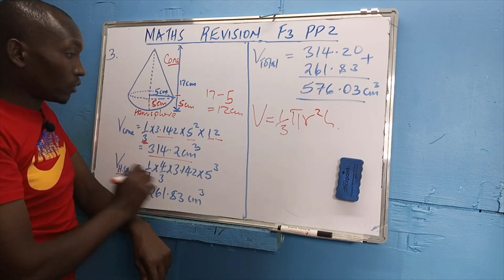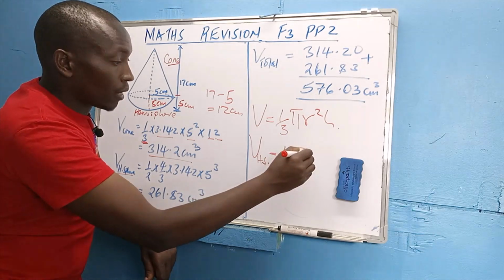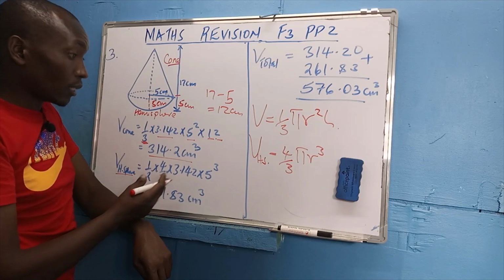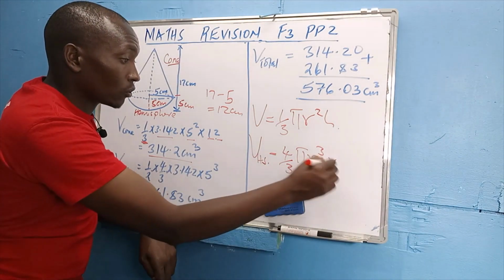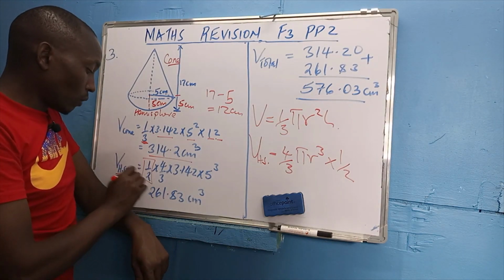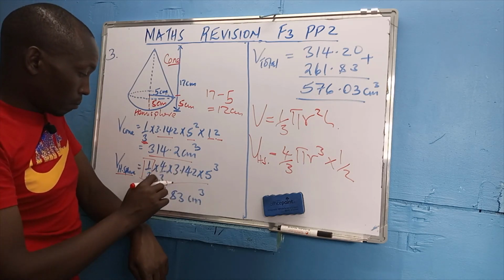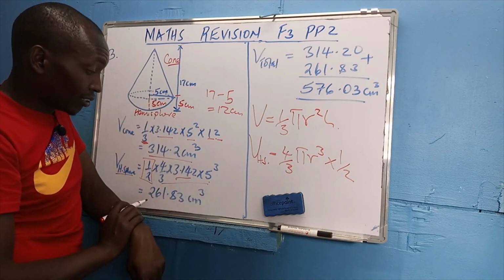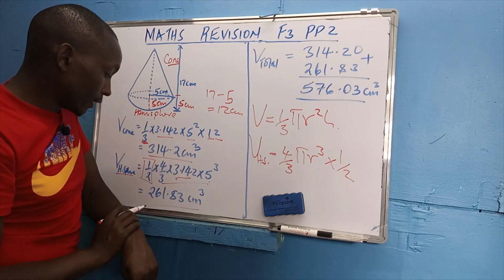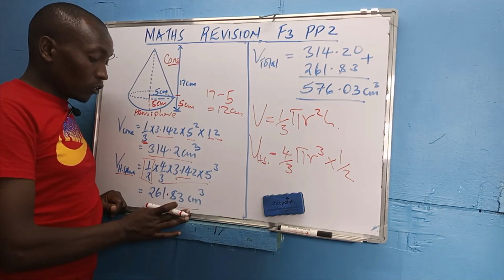The volume of a hemisphere is basically given by 4 over 3 pi r cubed. That is the volume of a sphere, by the way. So for the hemisphere, I'll have to multiply by a half. That is why I've multiplied by a half. Then the volume of a sphere, 4 over 3 pi, my radius again is 5 centimeters cubed. Then I get 261.8. I think you can also confirm with your calculator there. So this is the volume of a hemisphere.